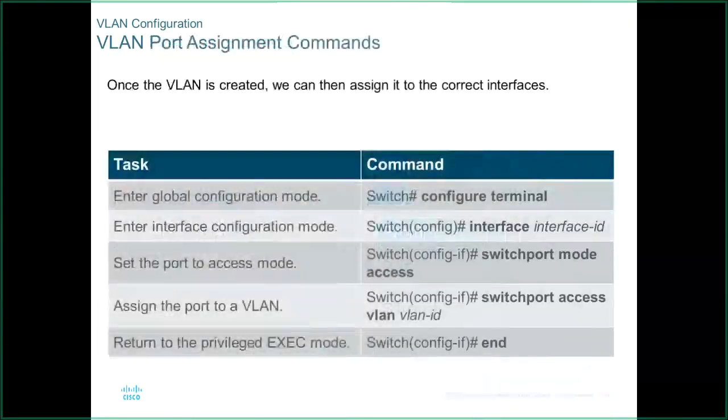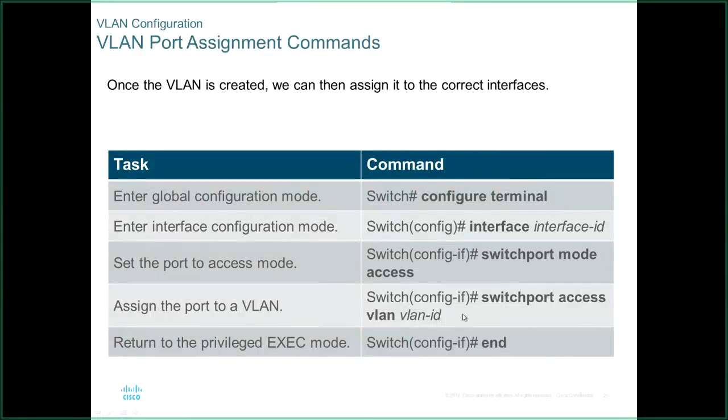Now, we need to configure the ports to be members of the VLAN. So again, global config, go to the interface, set the switch port mode to access, then switchport access vlan, and we assign the VLAN membership using this command. Switchport access vlan, and then the VLAN ID that we wish to be a member of.